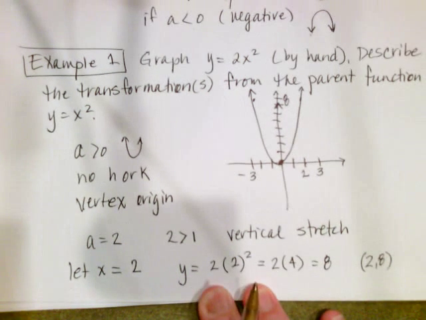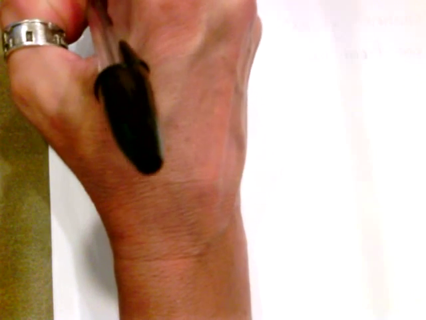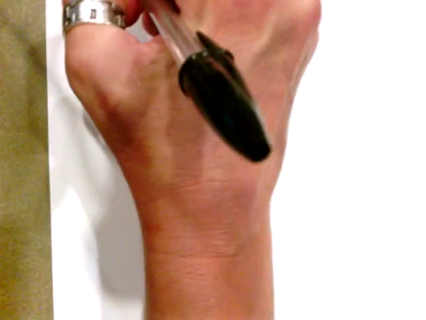All right? Again, you can't just sketch the curve. You're always going to have to graph at least one point. Okay? Let's do another example. So this will be example 2.